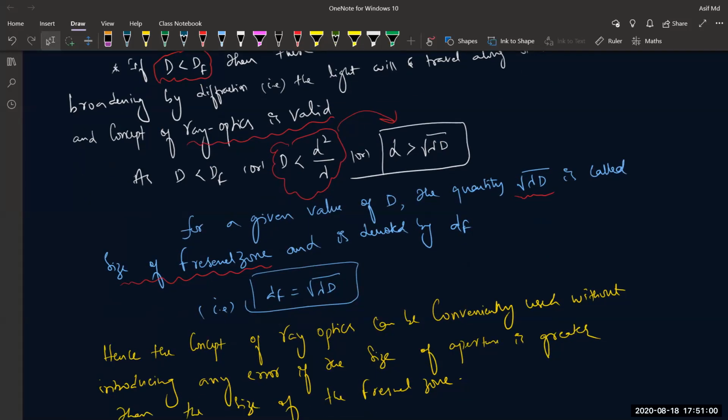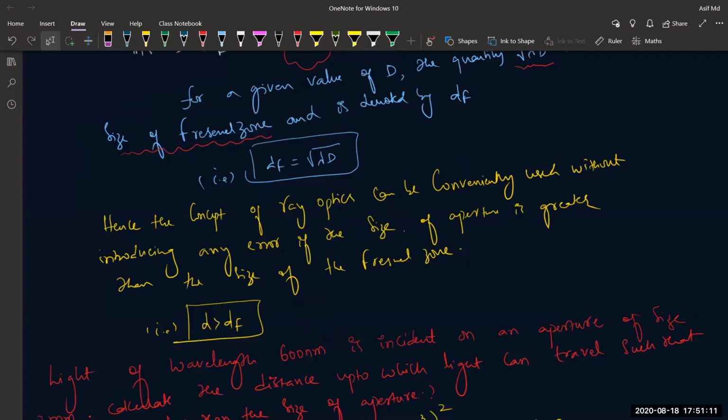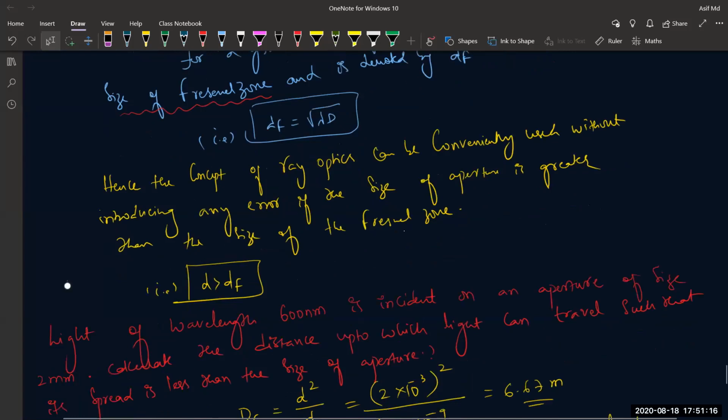That means the concept of ray optics can be conveniently used without introducing any error if the size of the aperture is greater than the size of the Fresnel zone. And your d must be greater than Fresnel's distance. Then wave optics can be compared with ray optics.